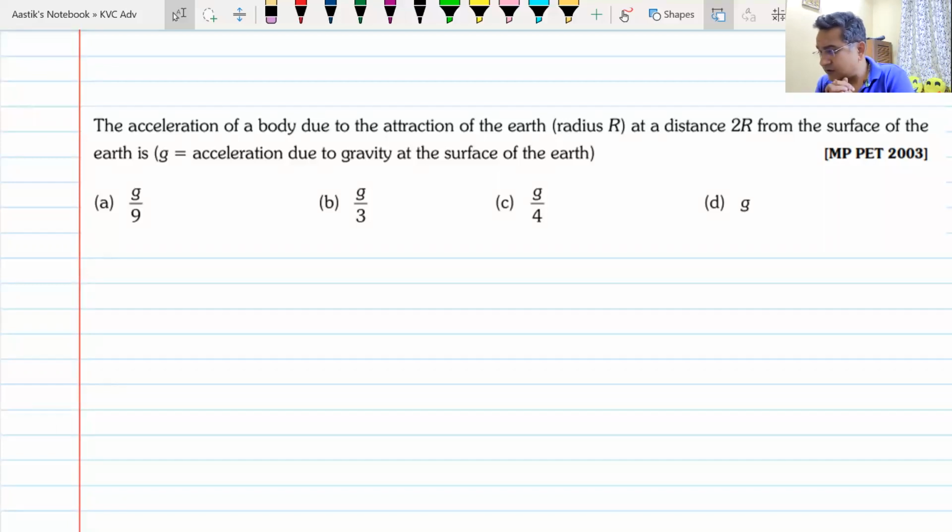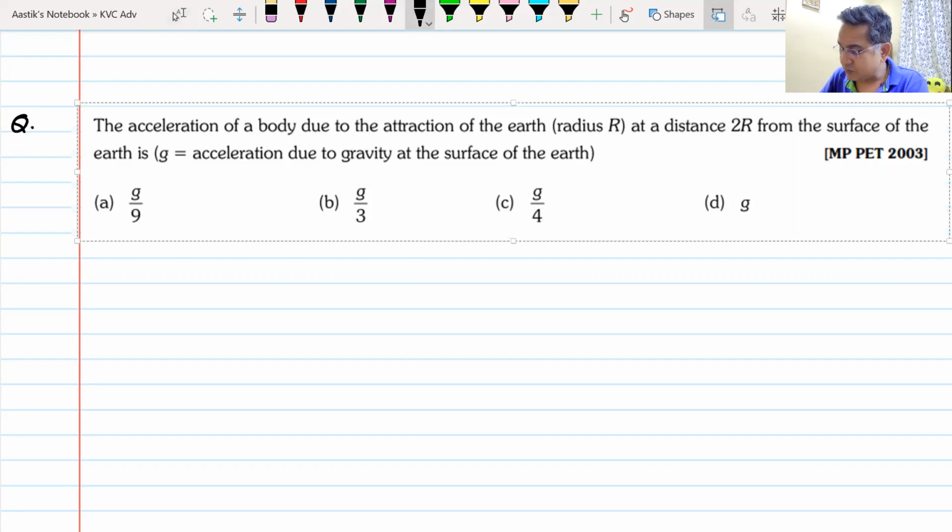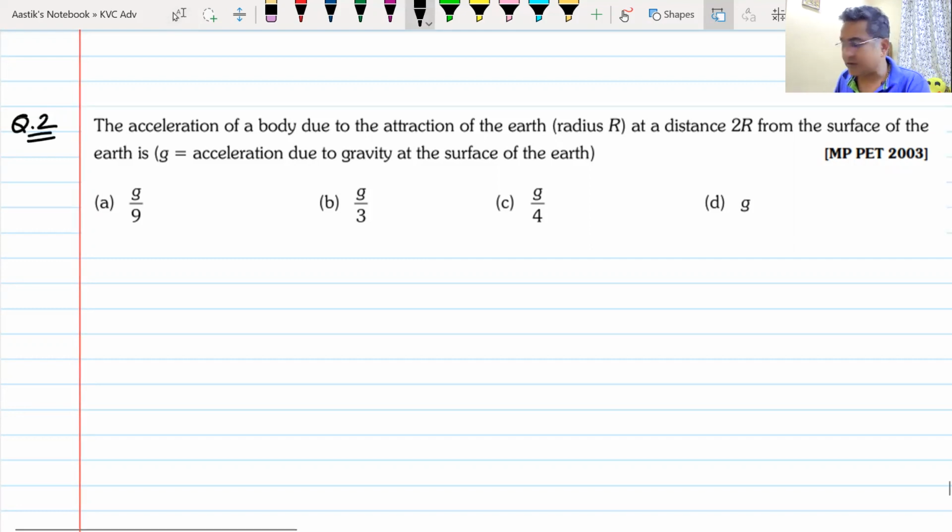Let's move ahead and do this question. It's a question based on what we have learned. So let me call this question number 2. The acceleration of a body due to the attraction of Earth at a distance of 2r from the surface of Earth will be how much?